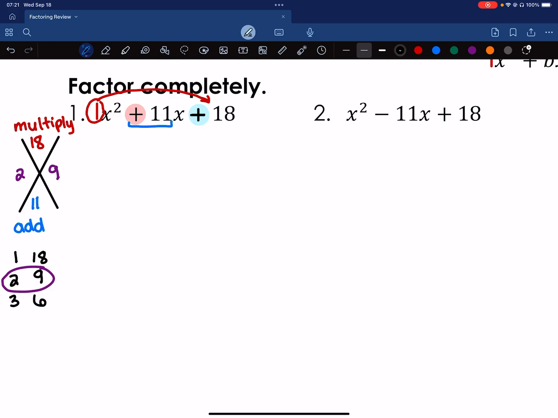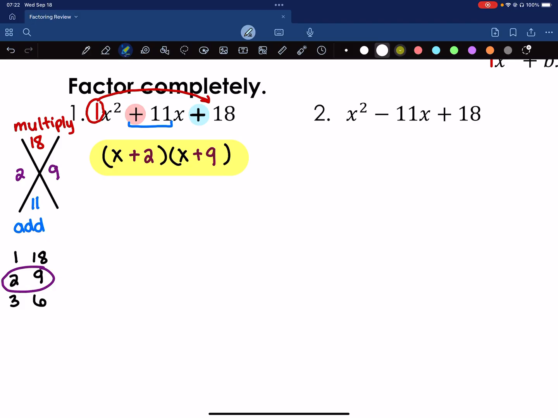And because a equals 1, we can go straight to our factors. We have x and x, because if we were to multiply it back out, x times x gives me that x squared. Then you have your 2 factors, plus 2 and plus 9. And because a equals 1, that is it for this problem.